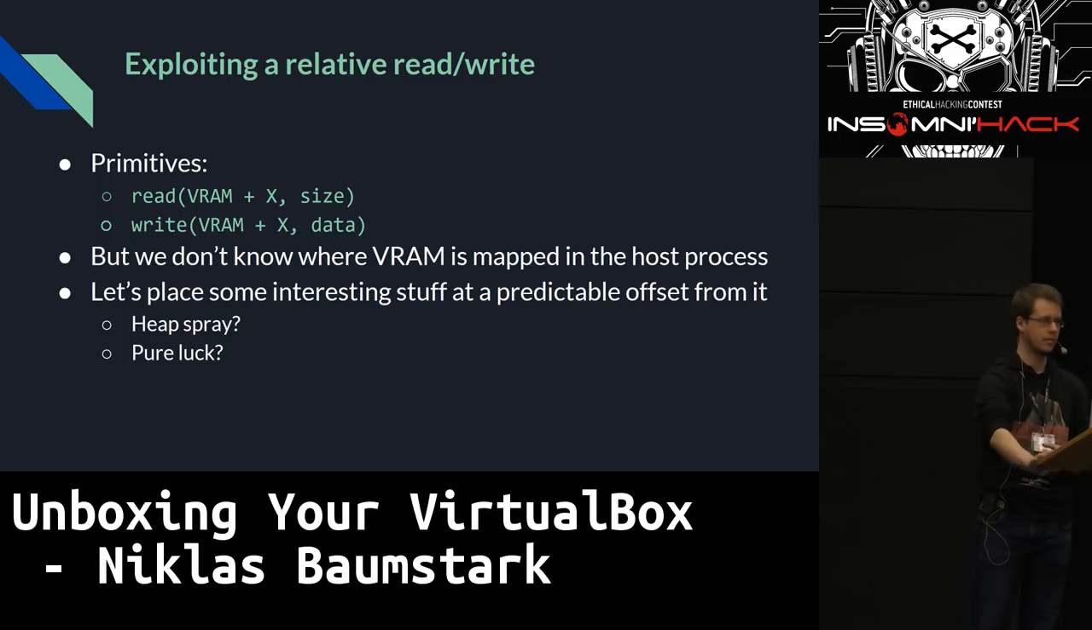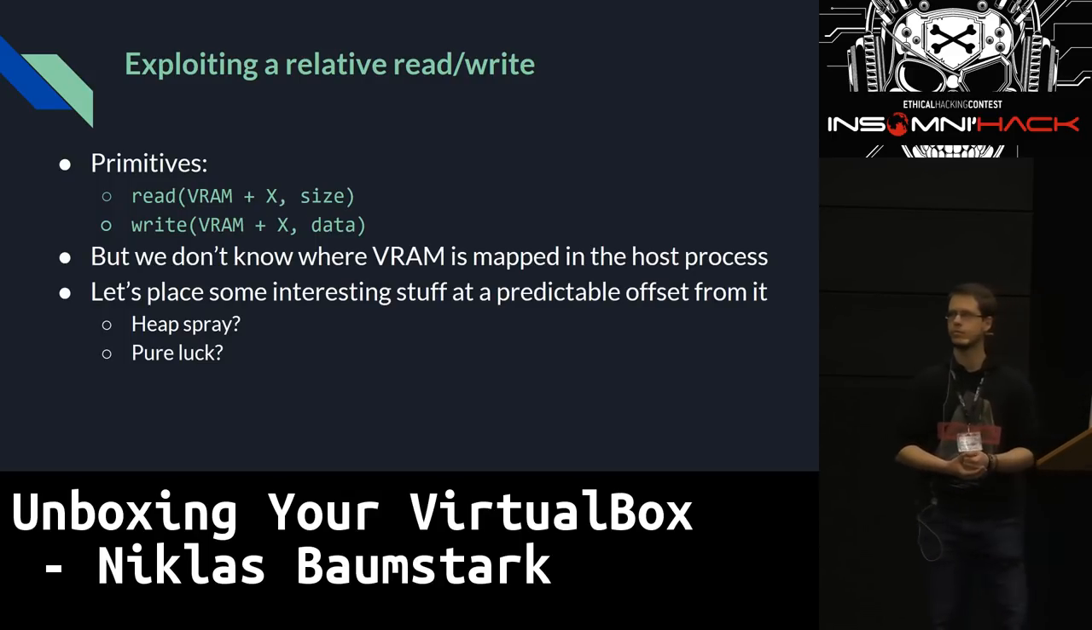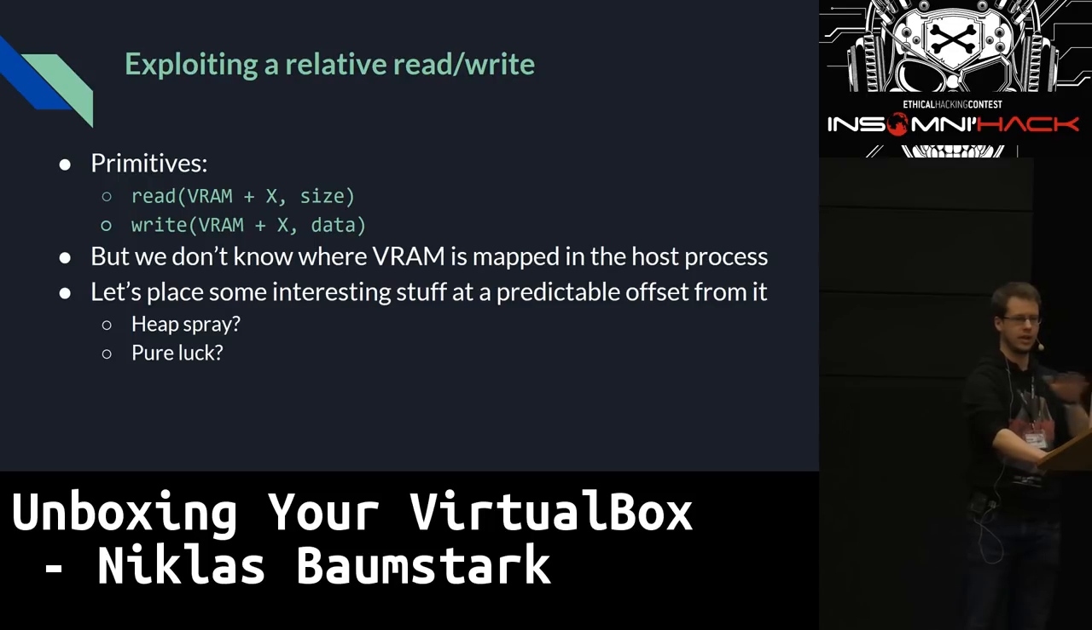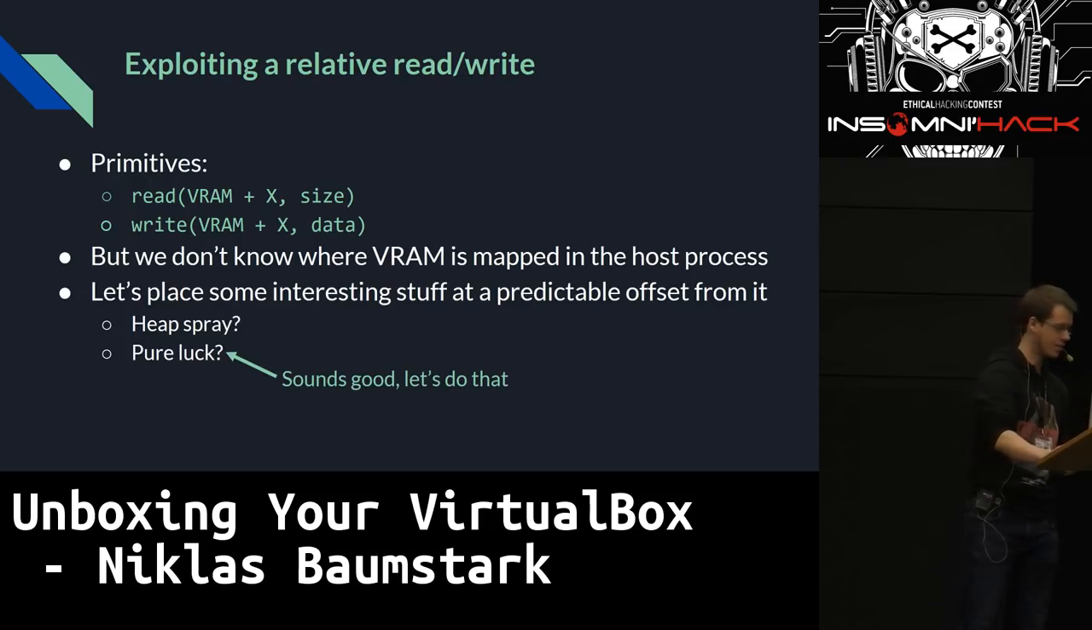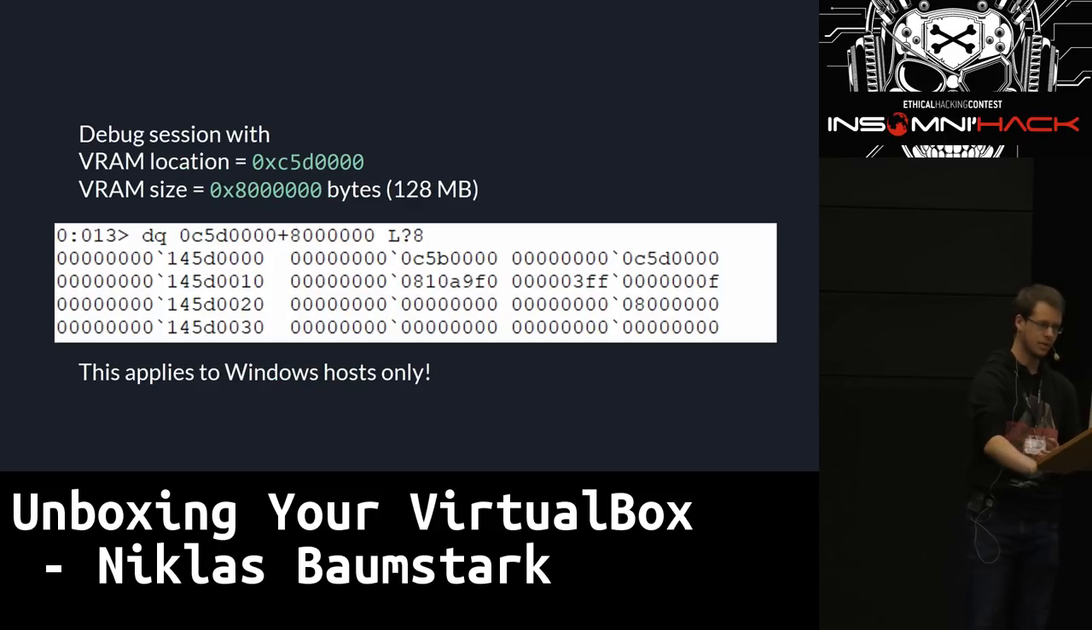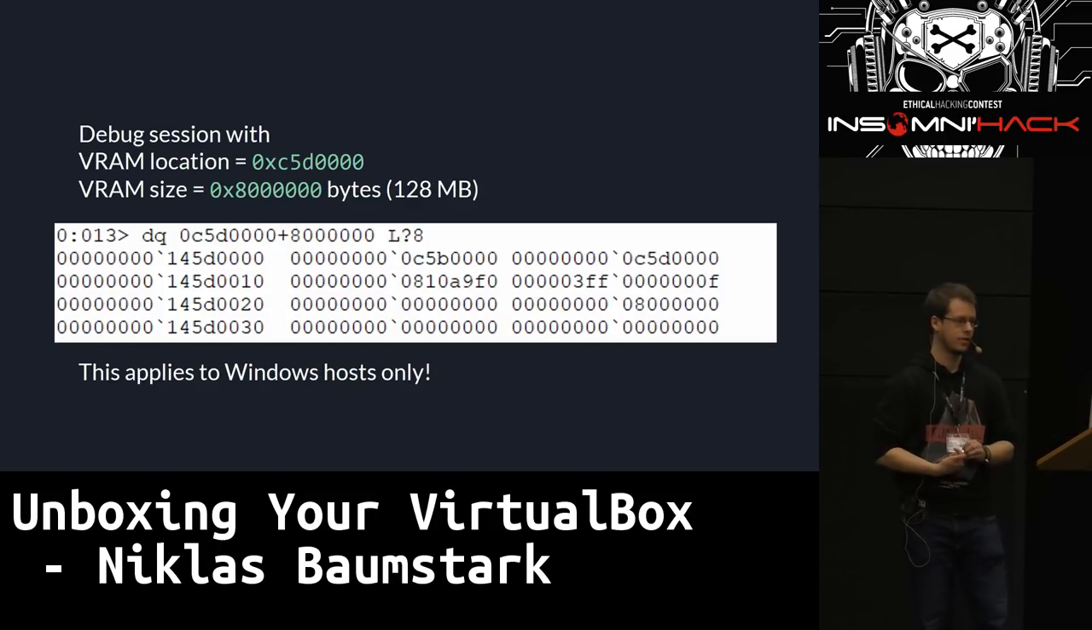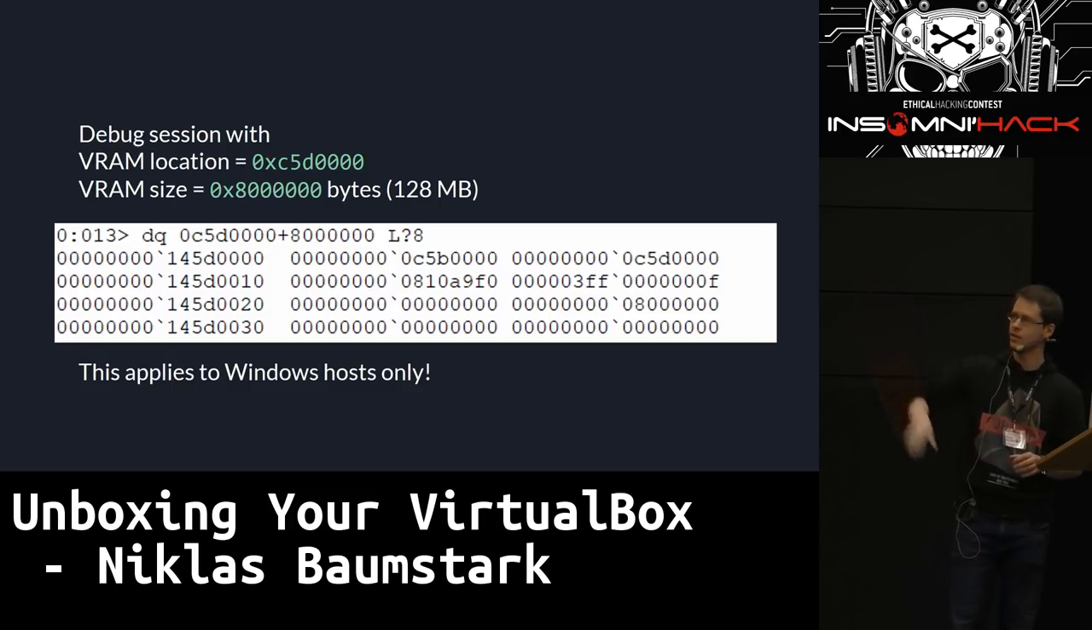One way to do this is a heap spray. I haven't actually tried this back then, and I think it would work. Instead, I just looked at what's immediately after the video RAM, and by pure luck, there is something there that's really interesting, but only on Windows. So this is a memory dump of what's directly after the video RAM. I'm dumping memory here. The video RAM is mapped at C5D0000, then I'm mapping what's after it. And you can see there's actually a pointer to the video RAM directly after it, and the size is also somewhere in that region. So that looked pretty good already.